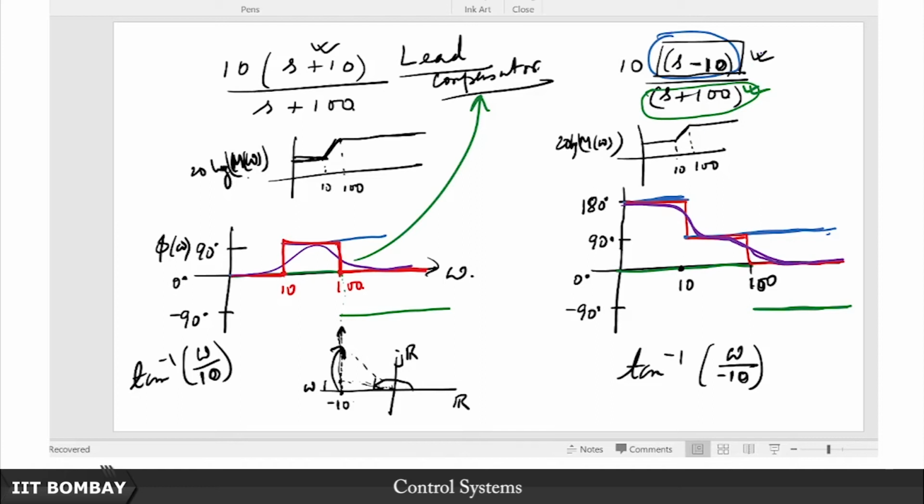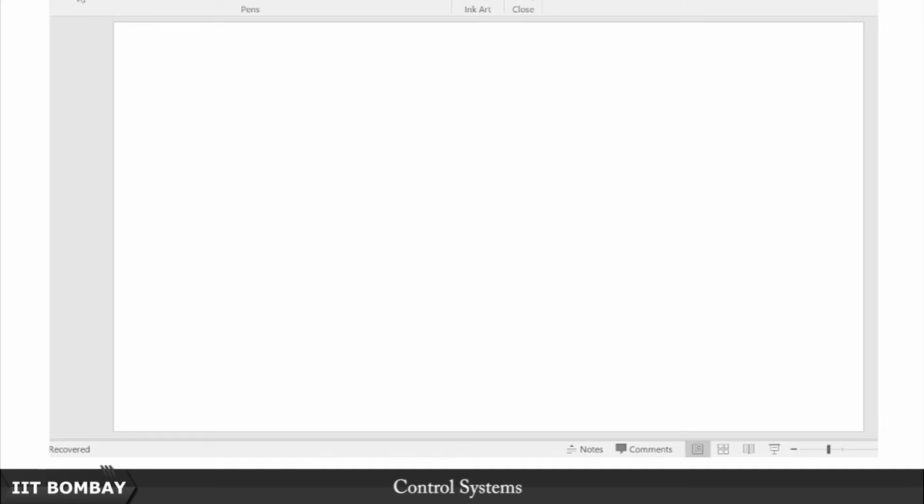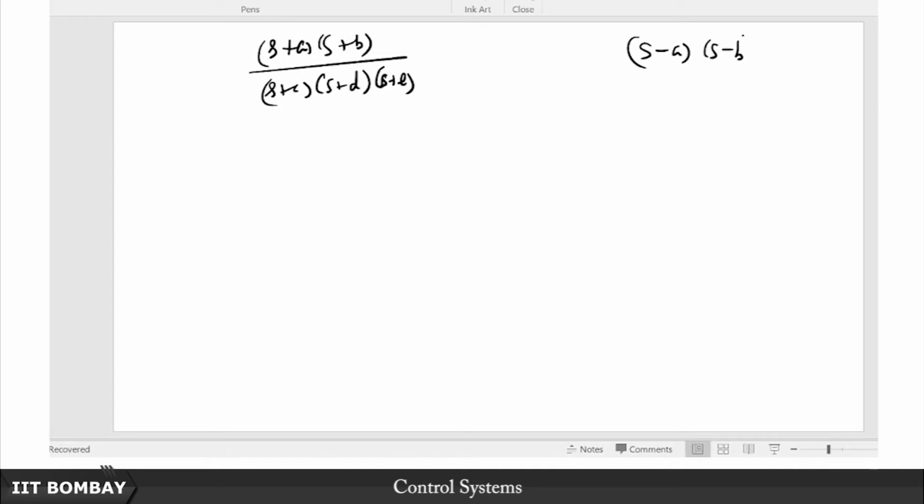Otherwise you could have multiple transfer functions, even stable transfer functions, which have the same magnitude plot, as we've just seen here. Only one of them is called minimum phase and the others could be non-minimum phase. So for example, say you have (s+a)(s+b) upon (s+c)(s+d)(s+e), and here you have (s-a)(s-b) upon (s+c)(s+d)(s+e).